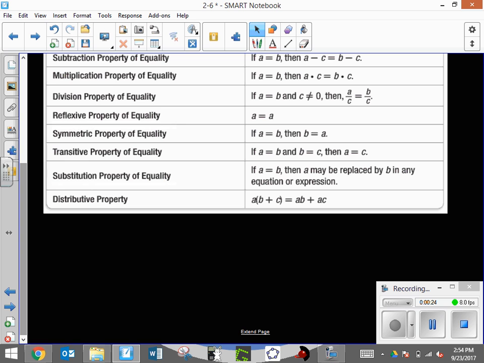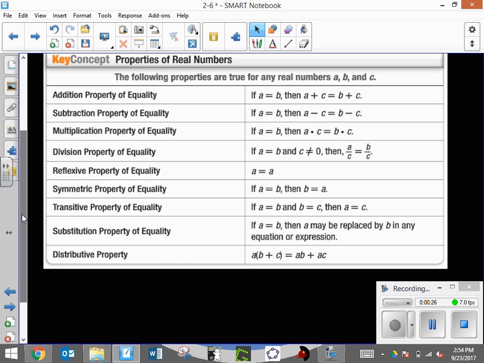Okay, we know that we can add to both sides and our equation still equals. The same with subtraction, multiplication, and division. We can do all of those things to both sides to solve our equation. We even know the distributive property really well. Substitution is going to be our other big one, these two down at the bottom. So these are really going to be the ones we're going to use the most. Reflexive, symmetric, and transitive, we'll get to those eventually. We won't use those as much in this lesson.